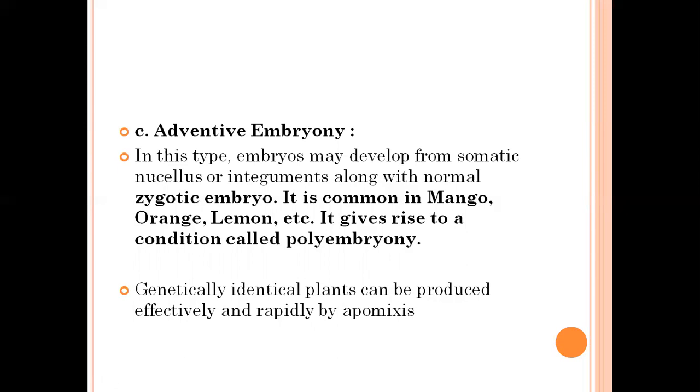There is no gamete formation. Directly the nucellus cells are utilized by the embryos, or also the integuments, along with the normal zygotic embryo. So the examples are mango, orange, lemon, etc., and it gives the condition called polyembryony. Genetically identical plants can be produced effectively and rapidly by apomixis. So it is the advantage of this method. That's why the name is adventive polyembryony.